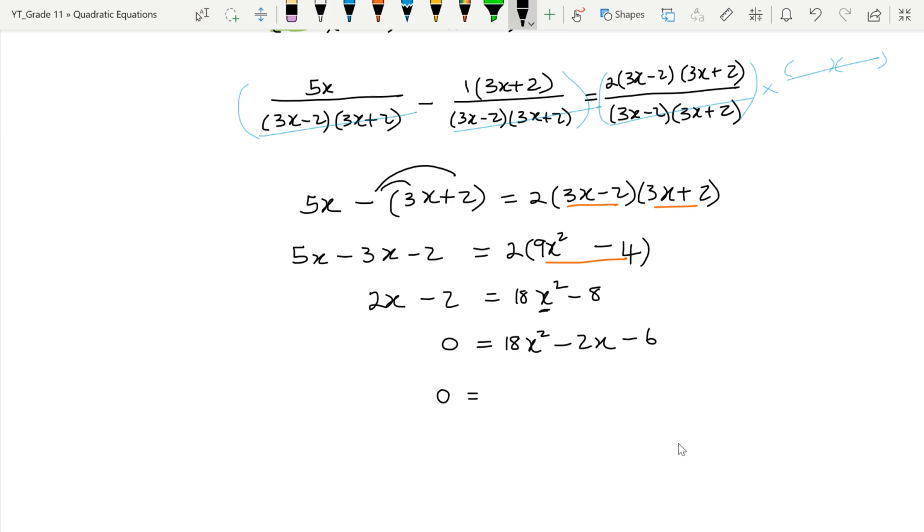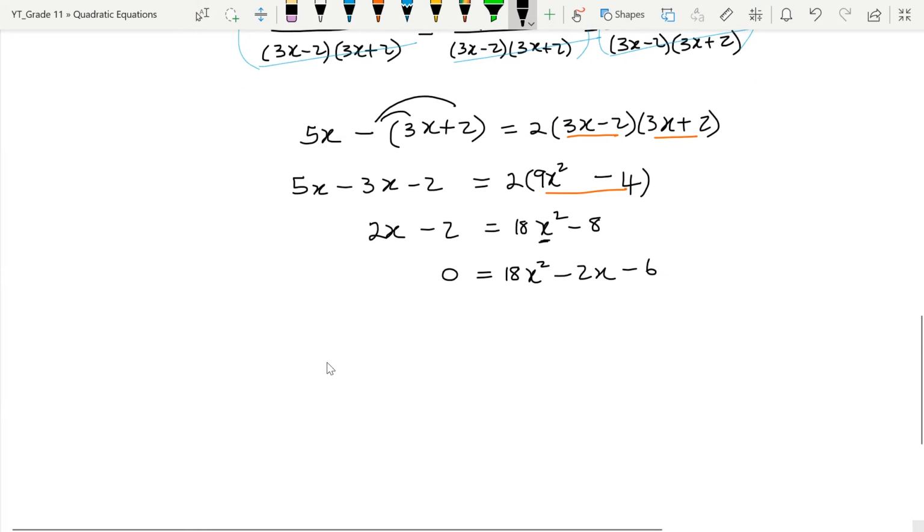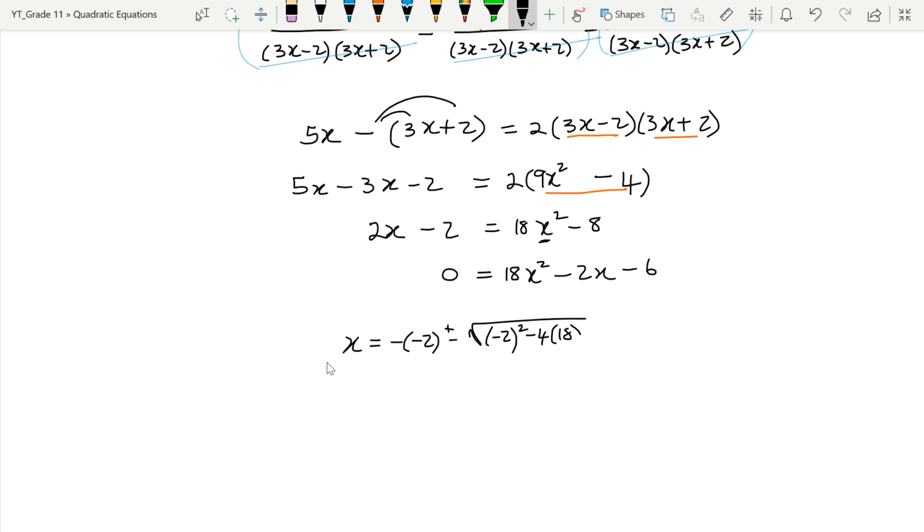Okay, so we can't factorize this because I get an answer there with the square root. So that means we can't factorize. We have to use the quadratic formula. So now we have to plug that into the quadratic formula. x is equal to minus b, so it's minus negative 2, plus or minus the square root of b squared minus 4 times a times c, over 2 times a, which is 18.